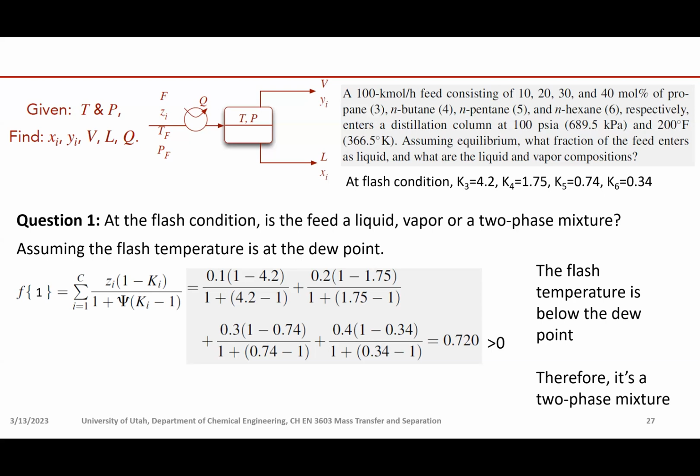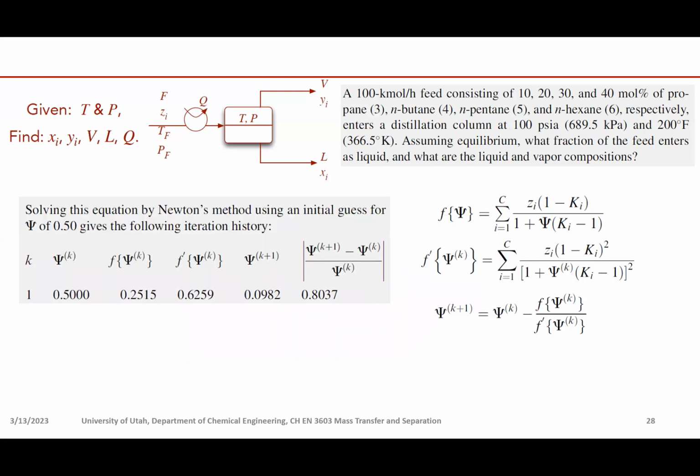So this stream is partially vaporized, and we will have a psi value between 0 and 1. That's when we can start to use the Newton's method we just learned to do this computation. Now we can start from an initial guess of psi equals 0.5. That's a convenient way to start.